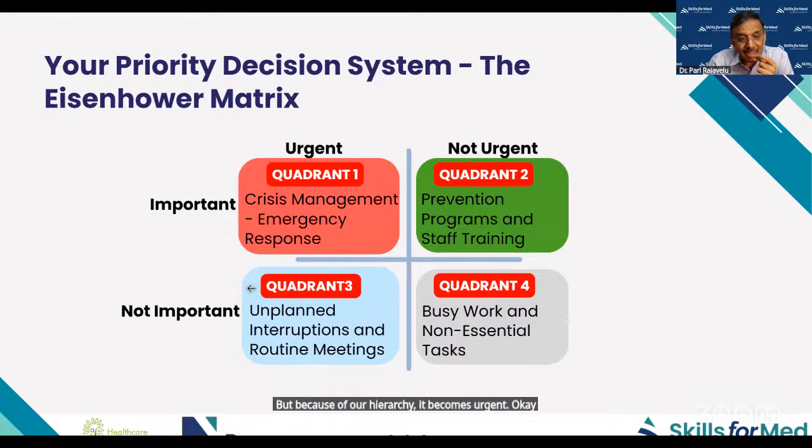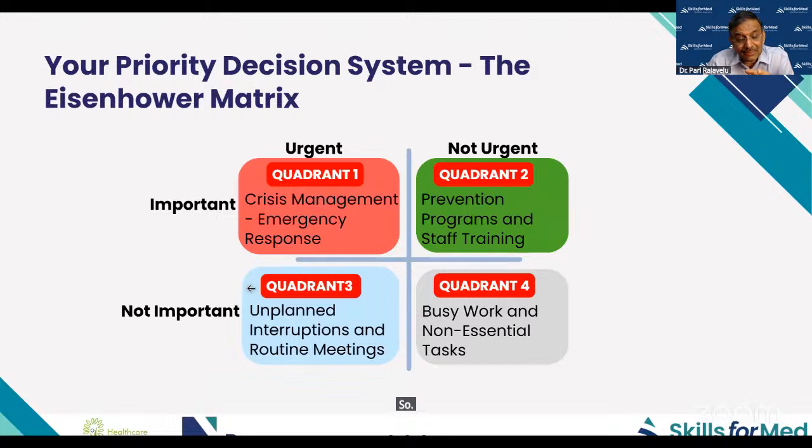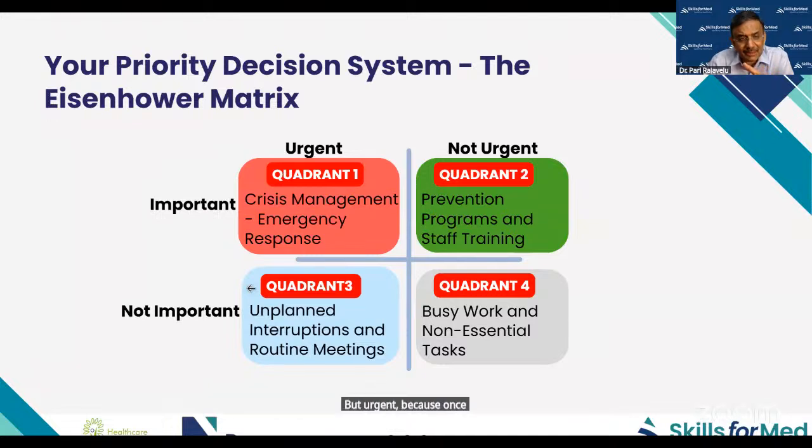These are unplanned interruptions and sometimes routine meetings. We keep meeting after meeting, committee meetings, and all those things. So you need to be very careful. If these meetings are important, you have to ask that. Many of them are not important but urgent, because once you put a time, it becomes urgent. So that is the third quadrant.